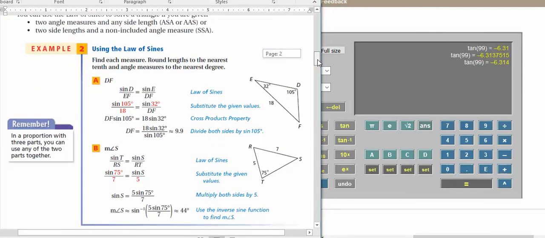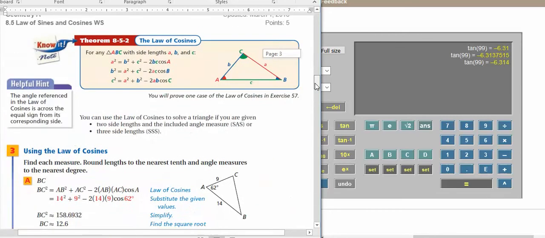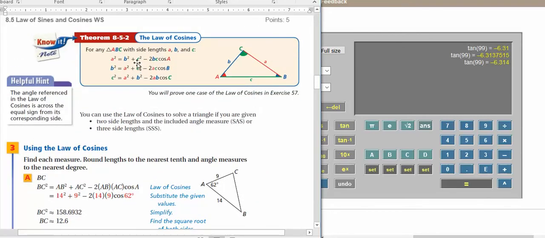There's an example there. I'll let you look at that. And then here's the law of cosines. It's a little bit different. Instead of using ratios and proportions, there's an equation. So for the law of cosines, there's 3 equations, but that's just because there's 3 sides on a triangle. You really just need the first one.